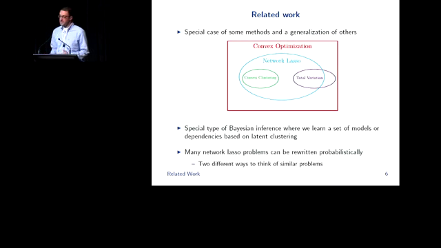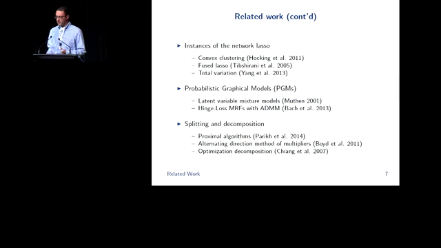So the network lasso is an instance of convex optimization, but a lot of well-studied, well-analyzed problems are actually instances of the network lasso. Things such as convex clustering, total variation, or fused lasso can be formulated as a specific network lasso problem. Then on the graphical model side, what we're doing is essentially Bayesian inference with latent clustering underneath. And a lot of the problems we look at can be written probabilistically, but those are just two different ways to think of a similar problem. So we're going to focus on the optimization view. There's a lot of related work, some specific papers on problems which are instances of the network lasso. There are people doing similar things to us, but from a graphical model standpoint, and also how we solve and scale our model is using these splitting and decomposition algorithms.